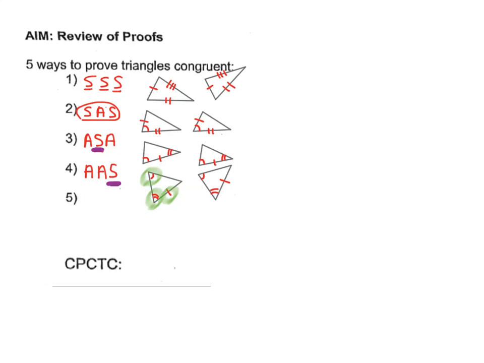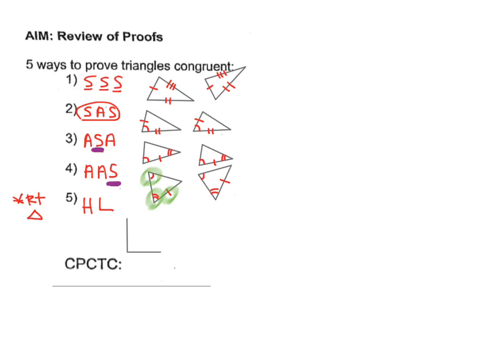Lastly, we have HL. Now notice that all the other ones have 3 letters, meaning we need 3 conditions to show that those 2 triangles are congruent. On number 5, we have 2 letters, hypotenuse and leg. But in fact, even though it's a hypotenuse and leg, the third condition is that it has to be only coming from the right triangle. So that's why, in one way, number 5 still has 3 conditions to it.